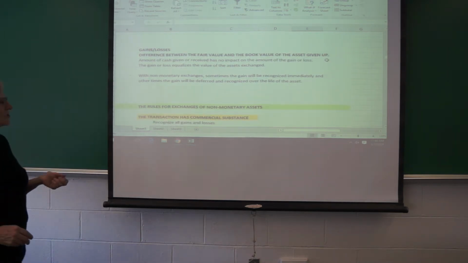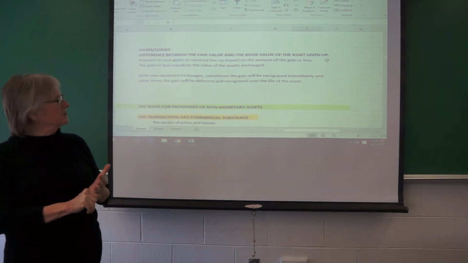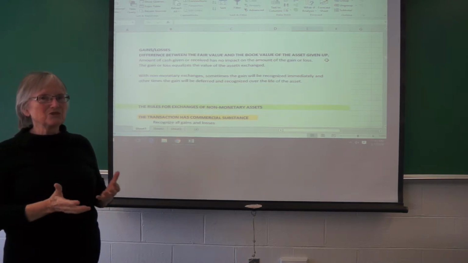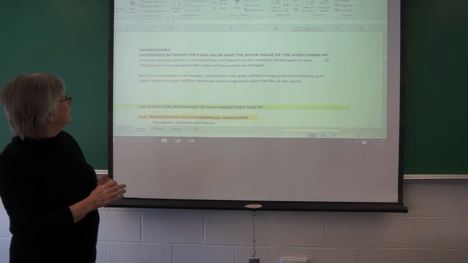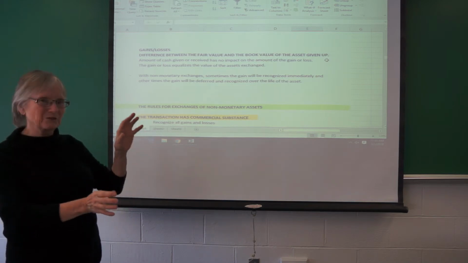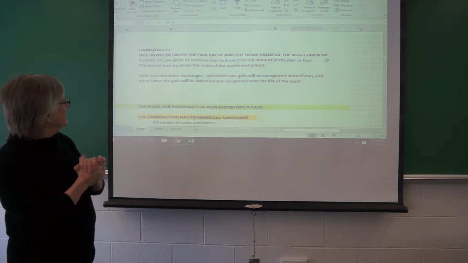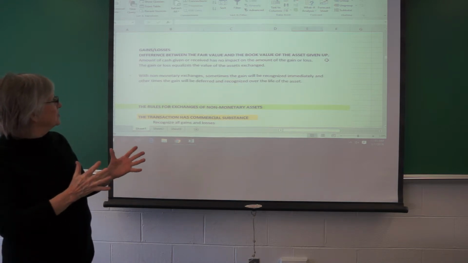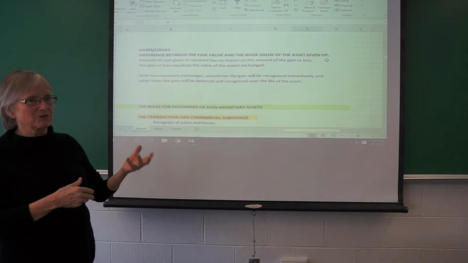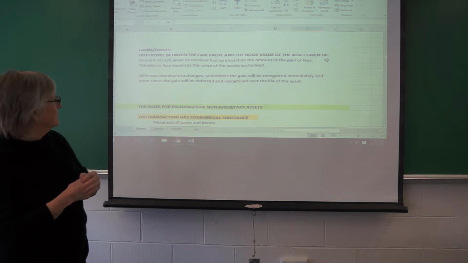when you're figuring the gains and losses on these transactions, it's going to be the difference between the fair value and the book value of the asset given up. And a lot of times it's easier to do these problems if you do that first. The amount of cash doesn't really have any impact on the gain or the loss. It's basically compare the old with the new, book value with the fair value. And with any non-monetary exchanges, sometimes the gain is going to be recognized immediately, that is if it has commercial substance, and other times it'll be deferred and recognized over the life of the asset.